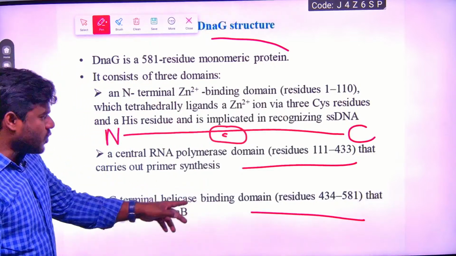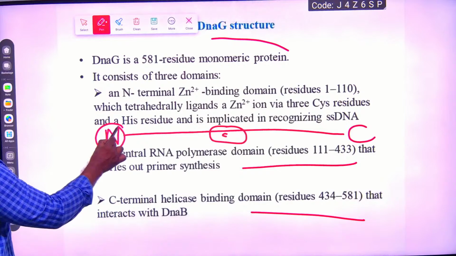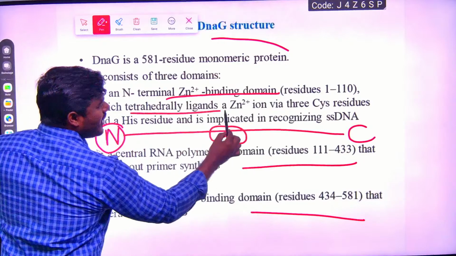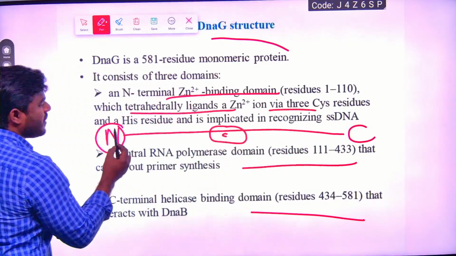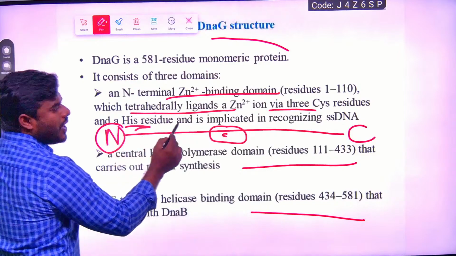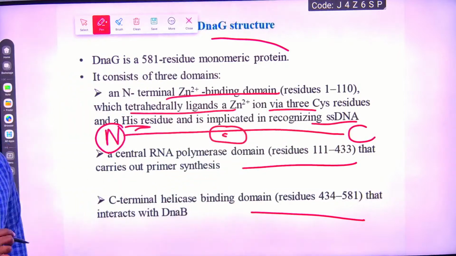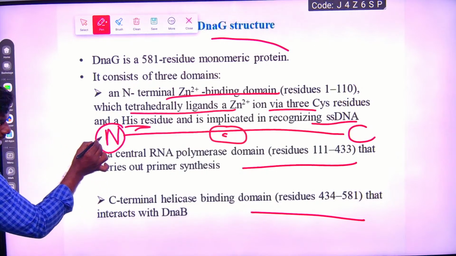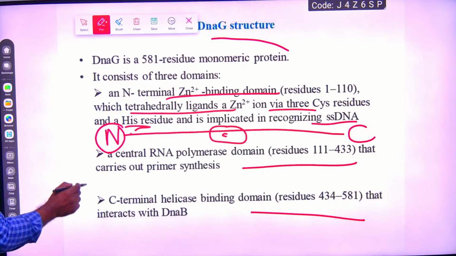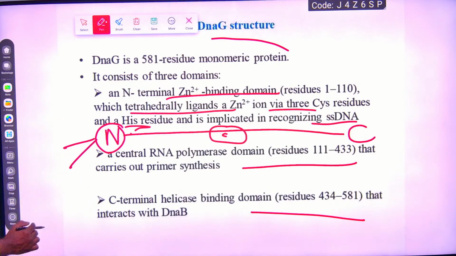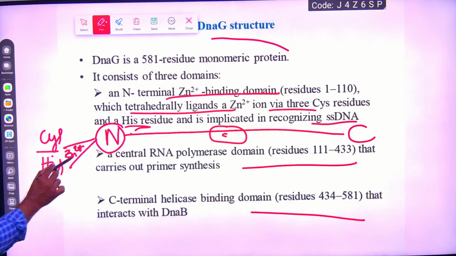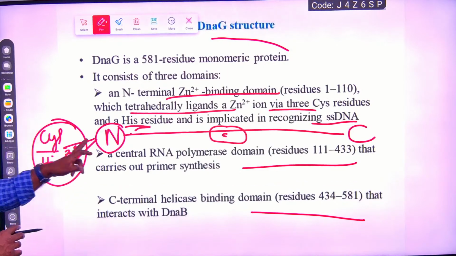Correct or not? So remember, all of you focus: the N-terminal domain is a zinc binding domain, which tetrahedrally ligands a zinc ion via three cysteine residues and a histidine residue, and is implicated in recognizing single strand DNA. This is the exact question you can expect in the exam. Remember, the N-terminal domain of this enzyme contains two amino acids, cysteine and histidine. These two can be connected via zinc. This is called the N-terminal domain.